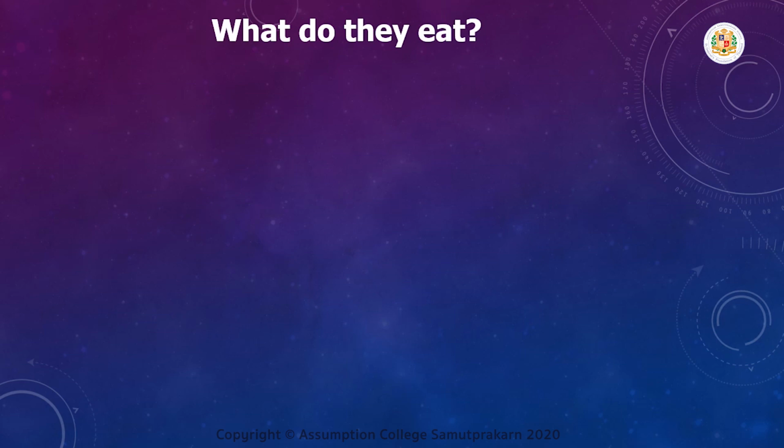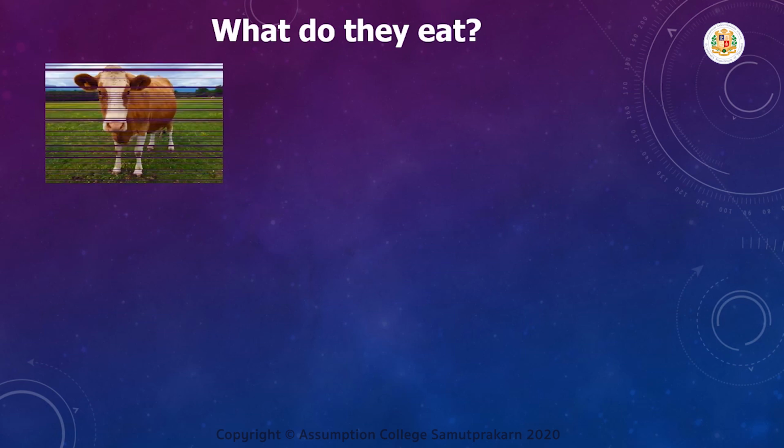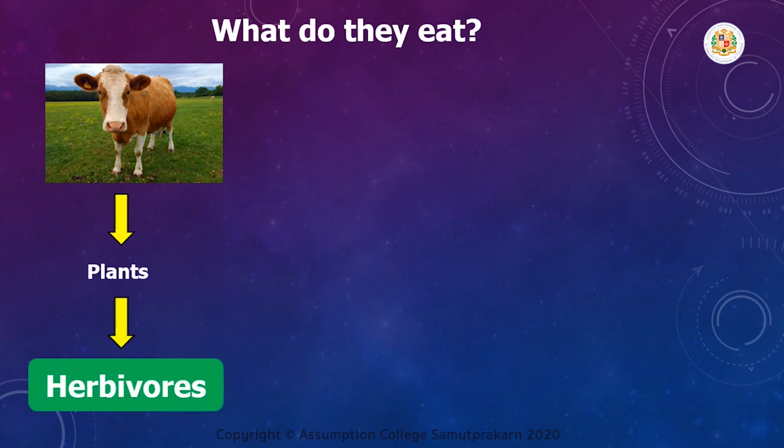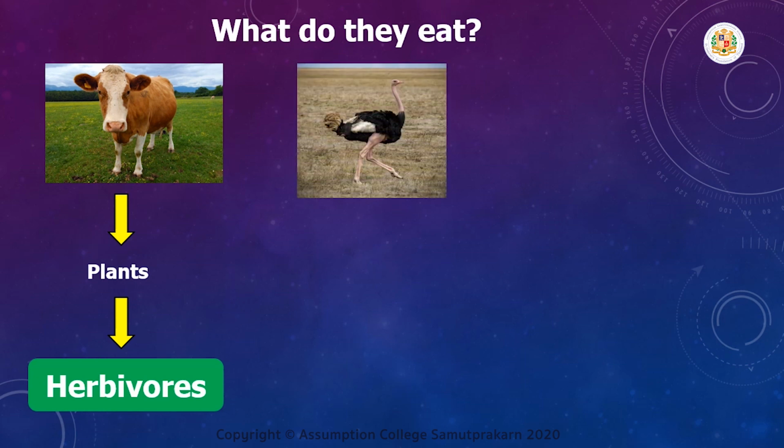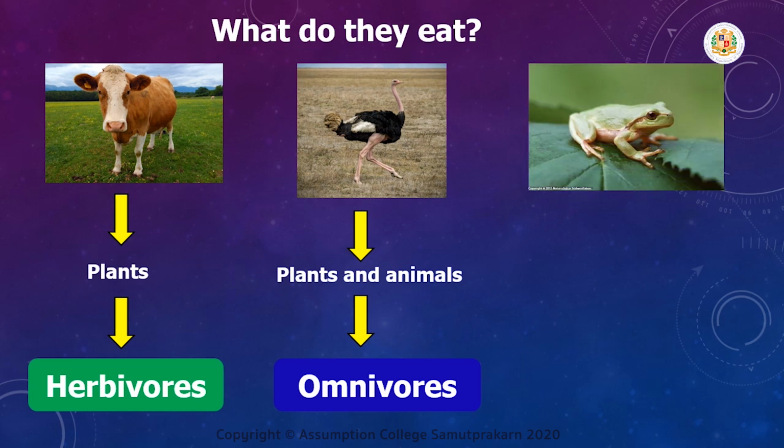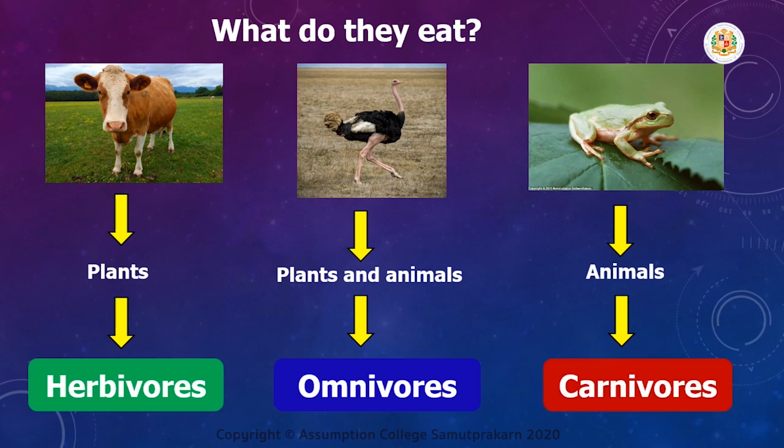Now I will show you many animals. You have to tell me what they eat and what group they belong to. Are you ready? Cow eats plants. And what do they belong to? They belong to herbivores. Ostrich eats plants and animals. They belong to omnivores. Frog eats animals, and they belong to carnivores.